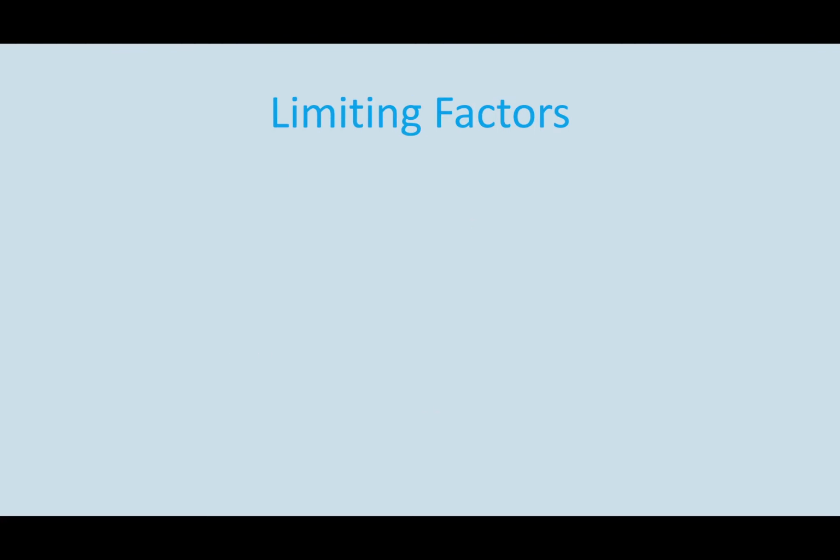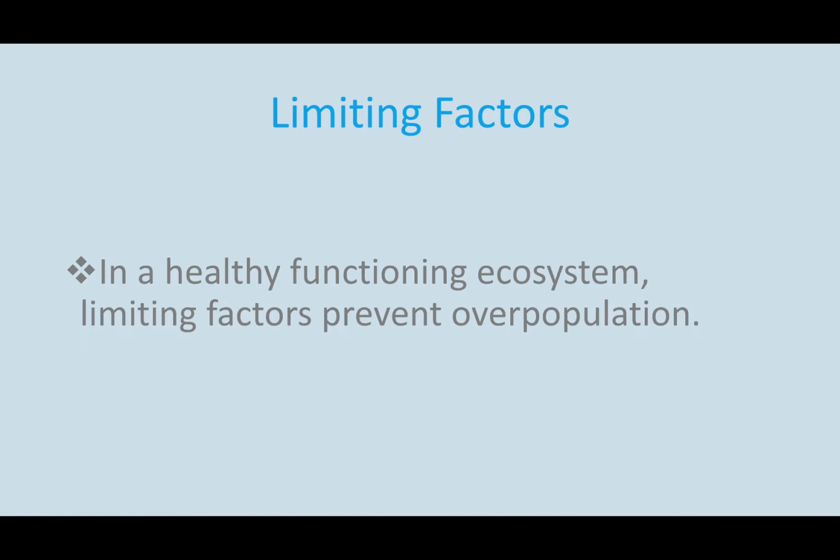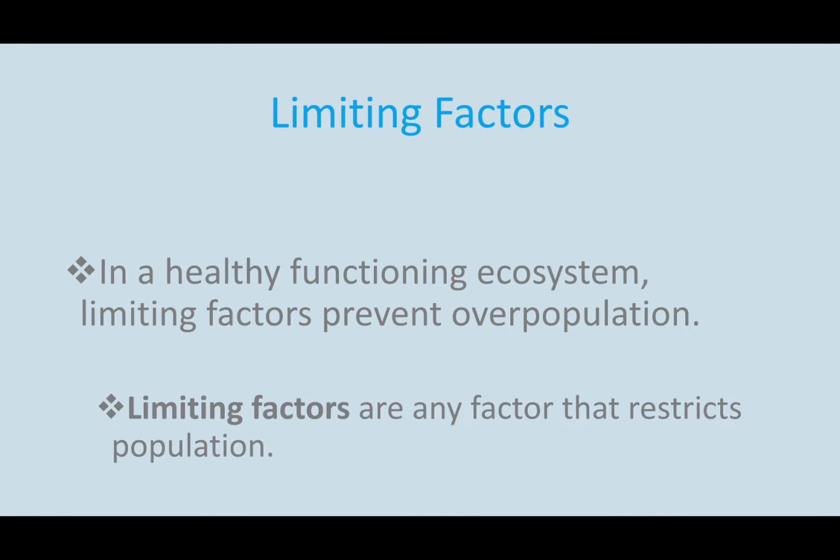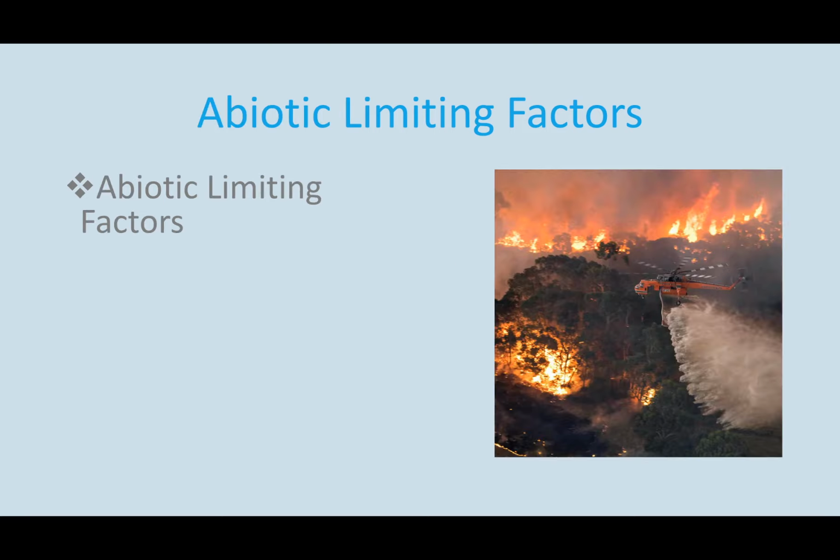So what we're looking at are limiting factors. In a healthy functioning ecosystem, limiting factors prevent overpopulation. So we're not having 10 million rabbits in 3 years. We're not seeing that because of these limiting factors. Limiting factors are basically any factor that restricts or limits the population. There are abiotic and biotic limiting factors. In this case, abiotic or non-living limiting factors can include the amount of light.